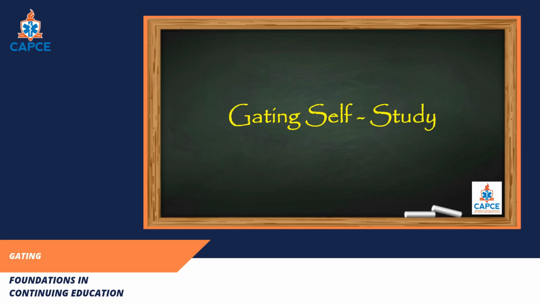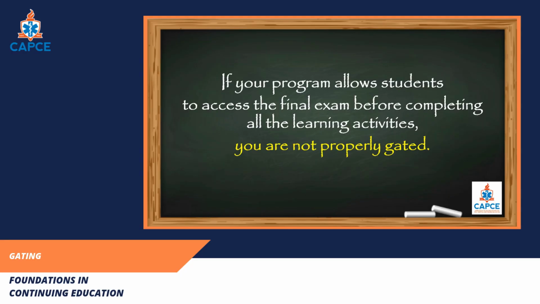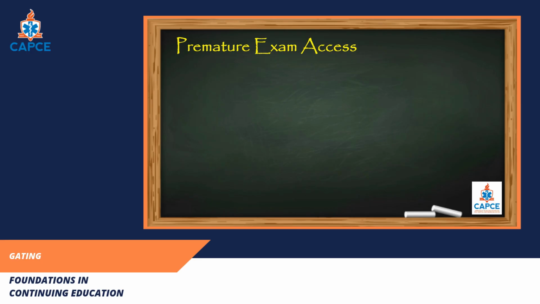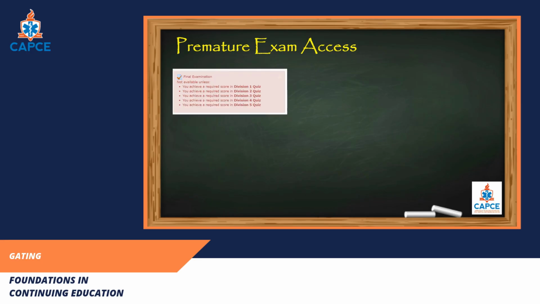It's time to take this gating self-study and find out whether or not your courses are properly gated. If your program allows students to access the final exam before completing all the learning activities, you are not properly gated. When students attempt to shortcut through your courses, they should receive a message like these following examples.